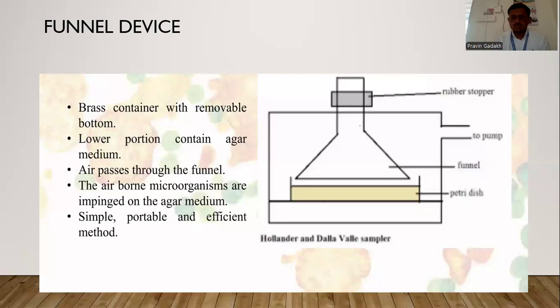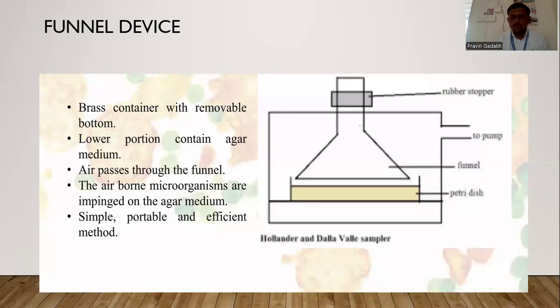The air sample passes through the funnel stem, and the airborne microorganisms are impinged upon the agar medium in the petri dish. The air is drawn by means of a vacuum pump. Here, this is the brass container, and the air entering from that end deposits the suspended particles on the surface of the nutrient agar, and the air present in the brass container we remove by means of a vacuum pump.